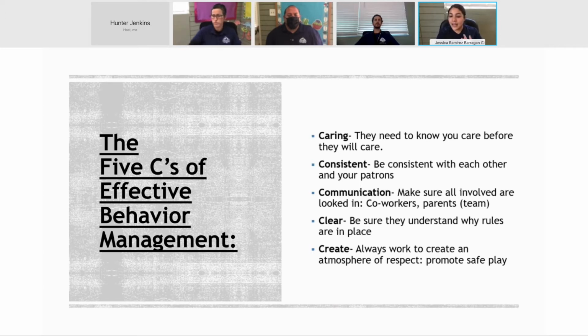Making sure, like I said, explaining the rules, explaining the expectations, because the safety for everyone is our number one priority as staff members, as patrons, even for the community. We need to make sure that we are always promoting a safe environment for everyone.